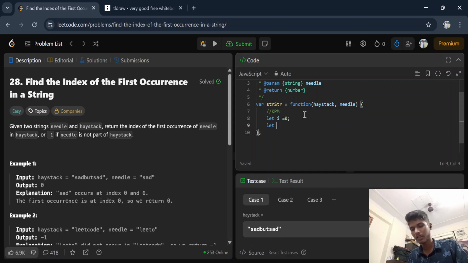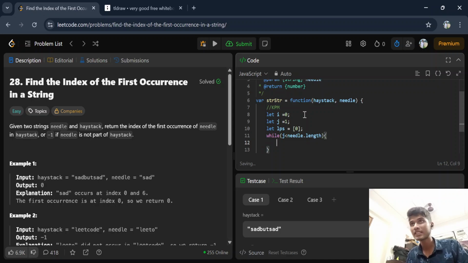0 and let j is equal to 1. And initially my LPS, as I said, the first letter will always be 0. You don't need to care about that. So not O, it's 0. So I will use a while loop, j less than needle dot length.